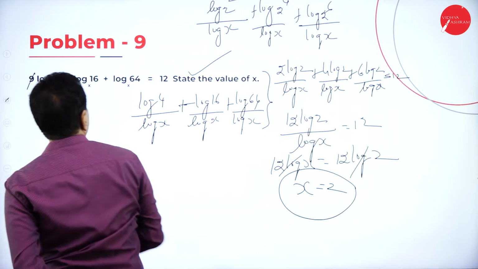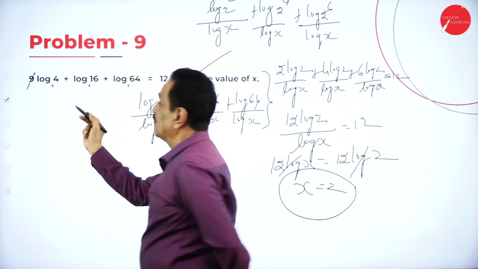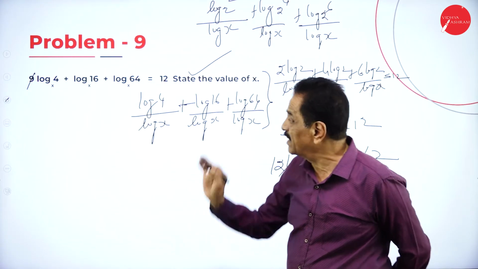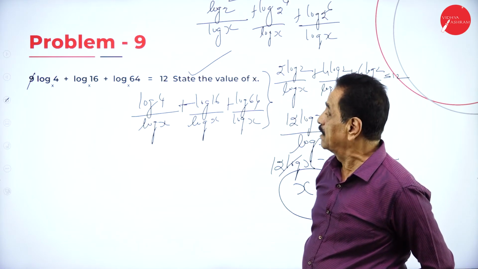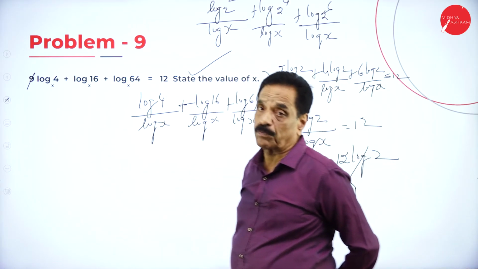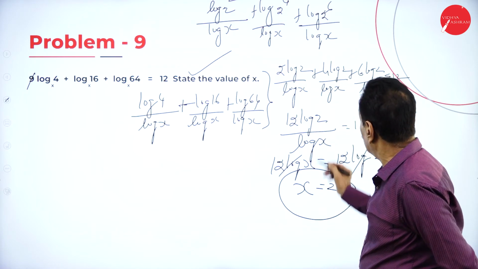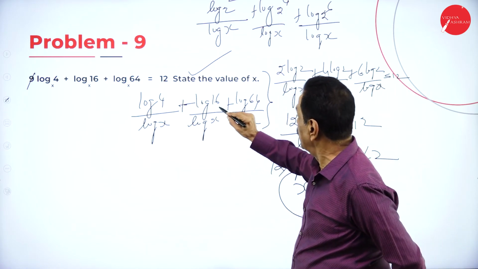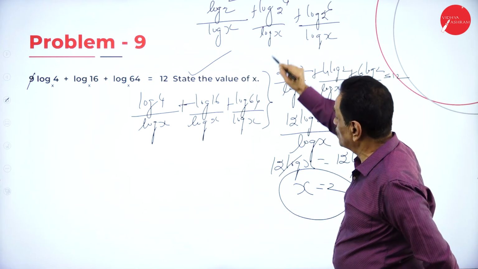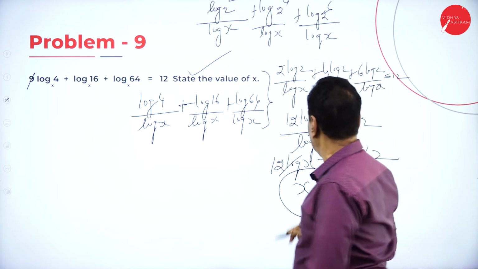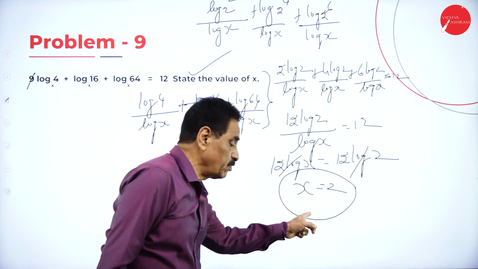This is the ninth problem. That's all. They have written 9, it is not 9, it is the ninth problem. So I have proved. I have written 2 squared, 2 to the power of 4, 2 to the power of 6 divided by log x, 12 log 2 divided by log x.